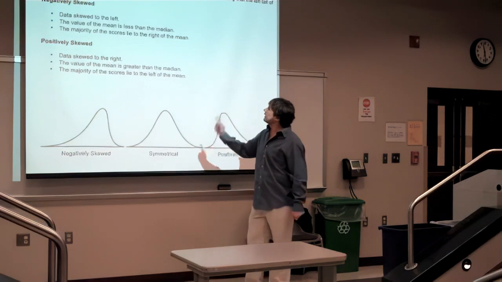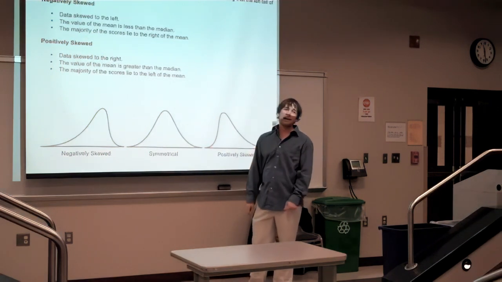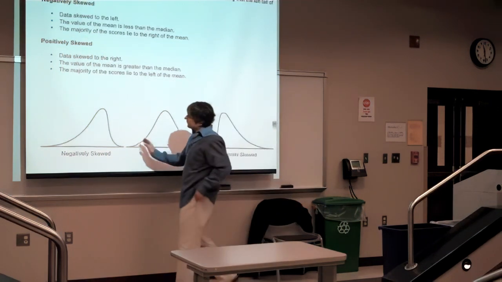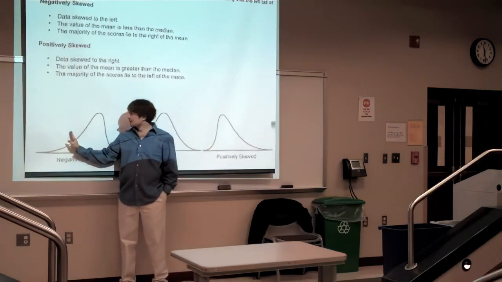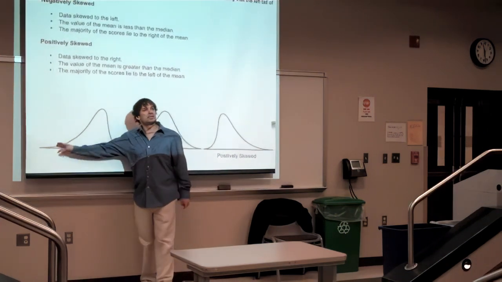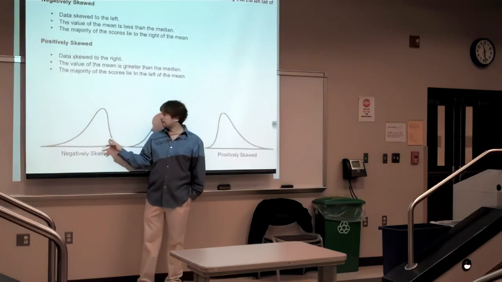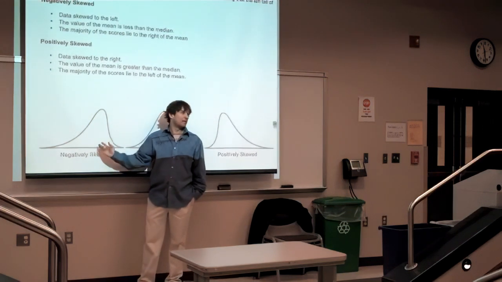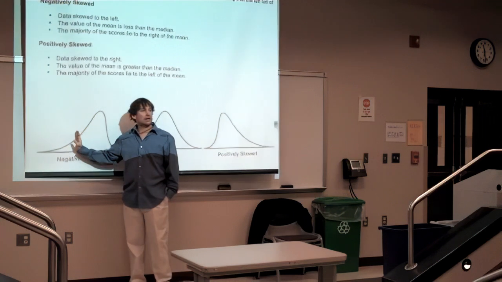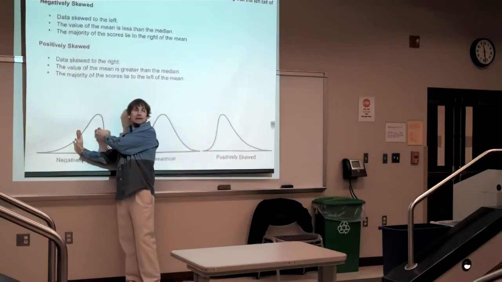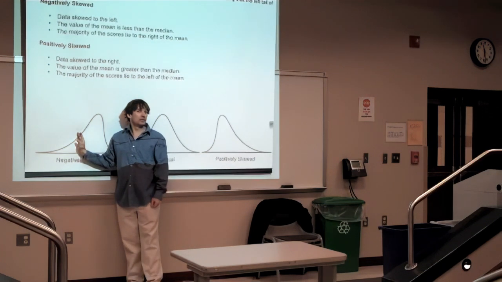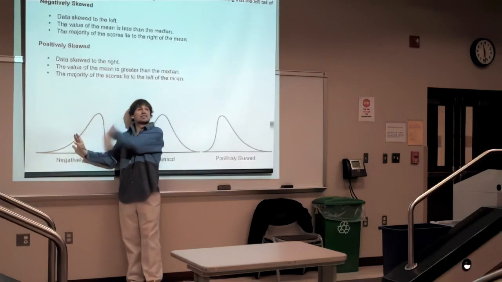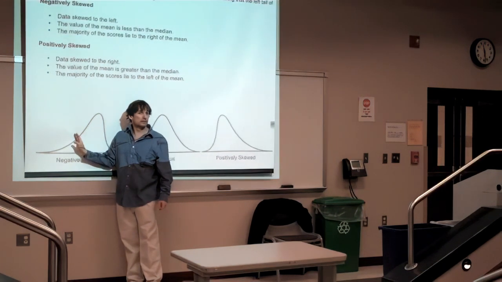So the majority of the scores lie to the right of the mean. So think about this. If these scores here pull my mean out, and if this is a swimming pool filled with water, all the same depth, if my mean gets pulled out here, there is more water on this side than there is on this side. So more of the water is to the right of the mean.